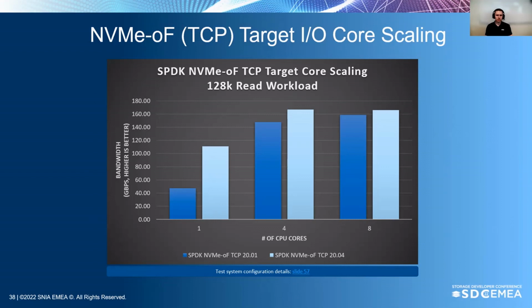Earlier, Konrad mentioned introducing new software features and optimization as a way to improve I/O performance. And the results in this chart can serve as a good example of showing how important those software improvements are. The dark blue bars are the results of the 20.01 SPDK release, and the bright bars are from the 20.04 release. In 20.04, we introduced message zero copy into our TCP target. And as you can see, this resulted in over 100% performance improvement for the target when running with a single CPU core.